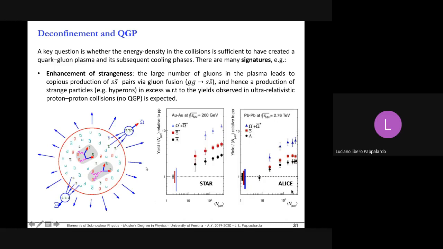And this is the analogous result from ALICE, of course, at a higher energy. Now we are at 2.76 TeV per nucleon and using lead nuclei, but the effect is exactly the same. So there is a clear enhancement of strangeness in this kind of ultra-relativistic collision compared to proton-proton collision, where you don't expect the formation of the quark-gluon plasma.